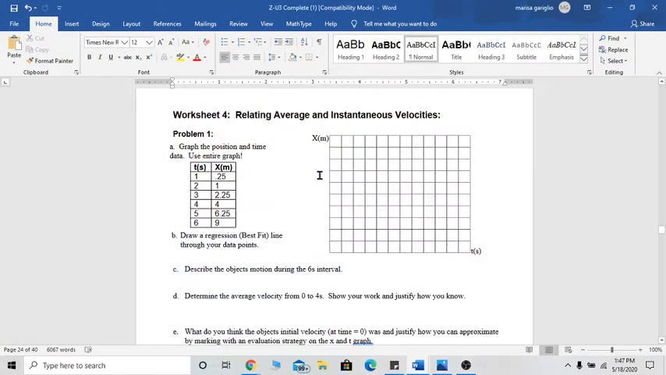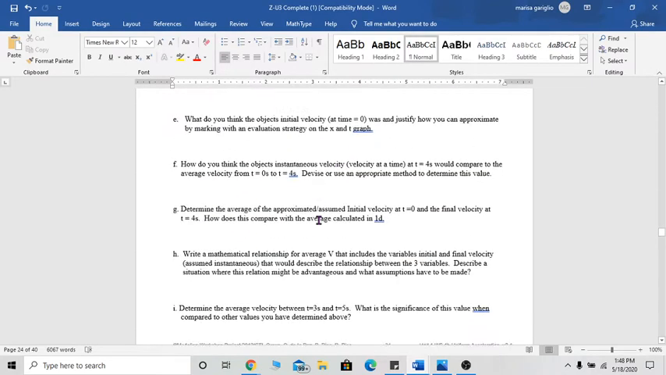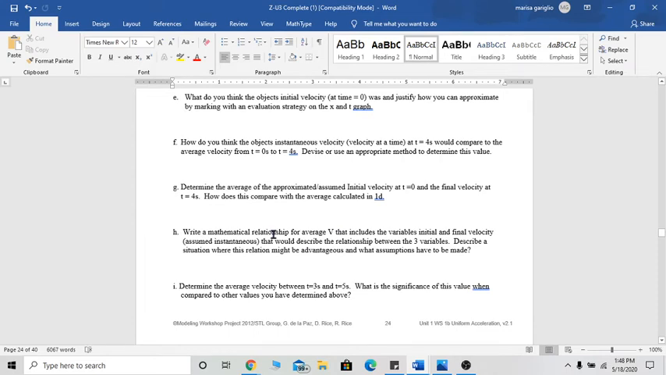So let's go back to here. So the front page should be fairly easy. Do as much as you can. Some of these, the math relationship, using y equals mx plus b with velocity and so forth.